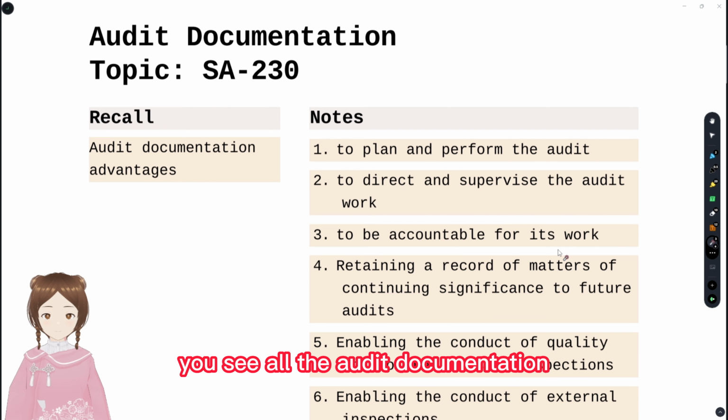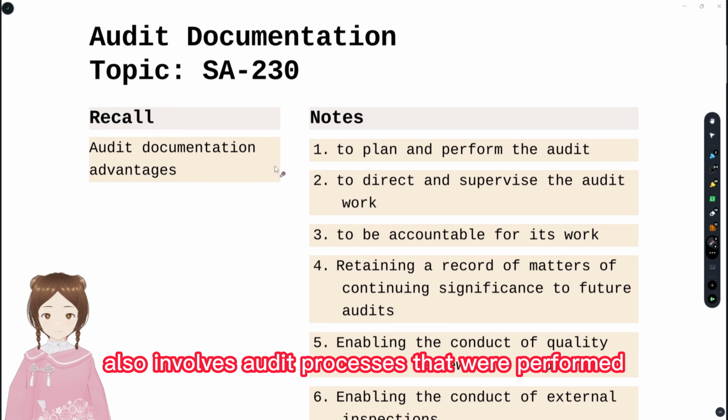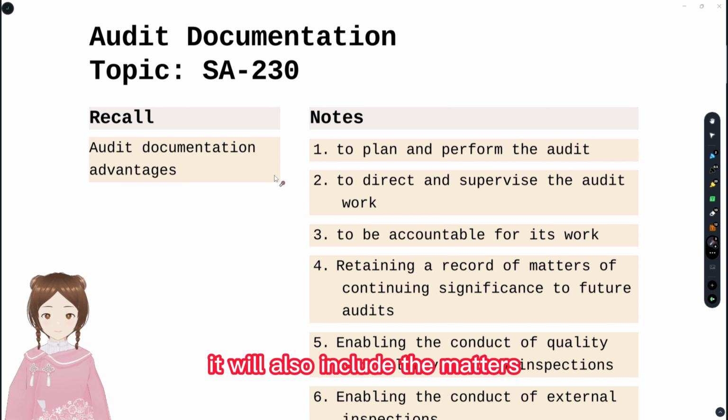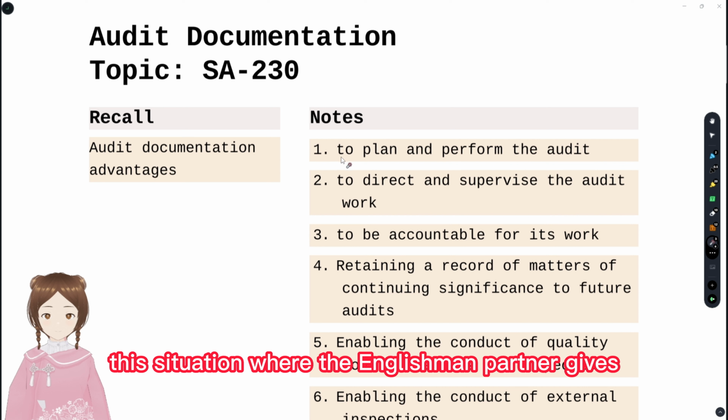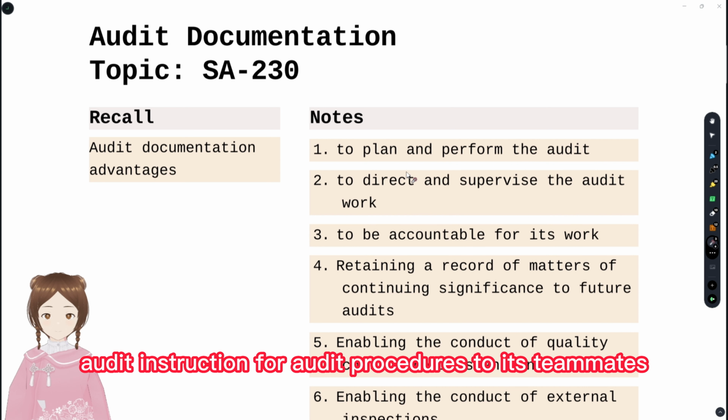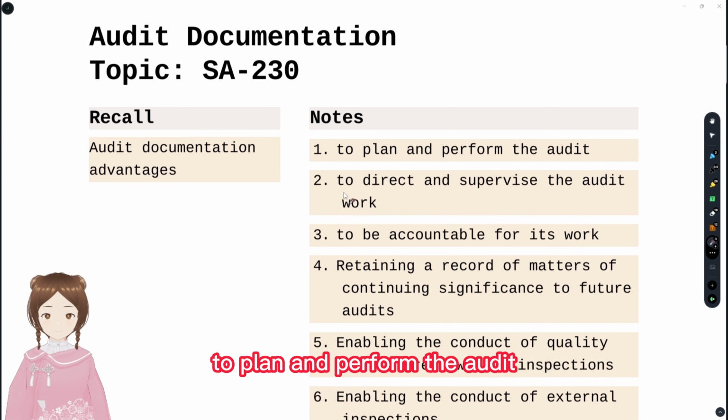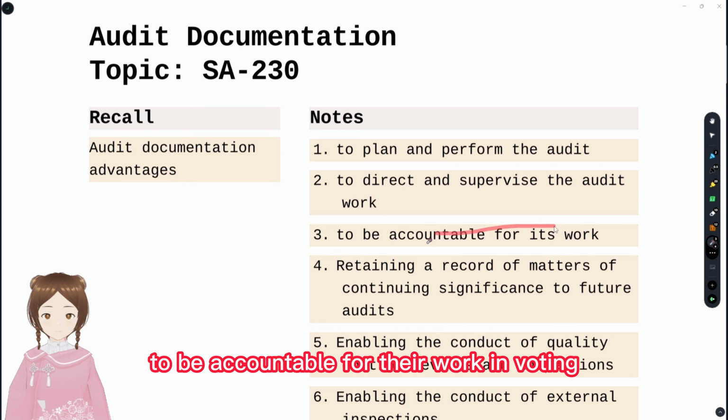To be accountable for its work: all the audit documentation also involves audit procedures that were performed. It also includes the matters on who performed the audit, which makes the audit team accountable. So these three things boil down to this situation where the engagement partner gives audit instructions or audit procedures to teammates to plan and perform the audit. Second thing, to direct and supervise: after giving instructions, we have to direct them and supervise how the work is done. And third thing is with regard to engagement team members being accountable for their work.